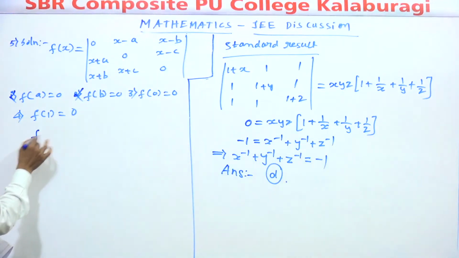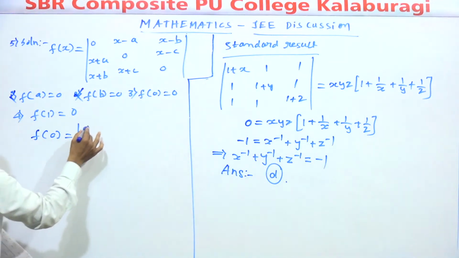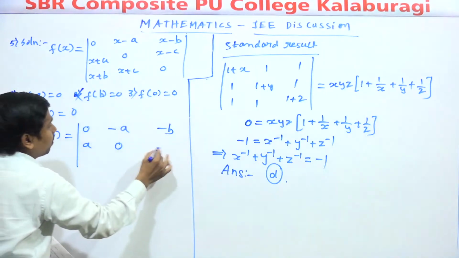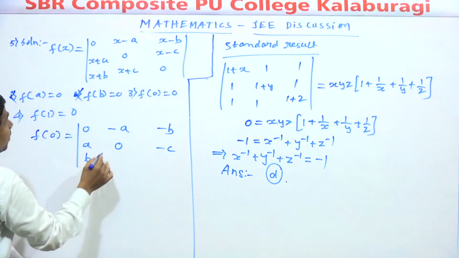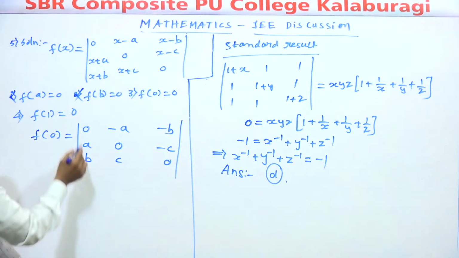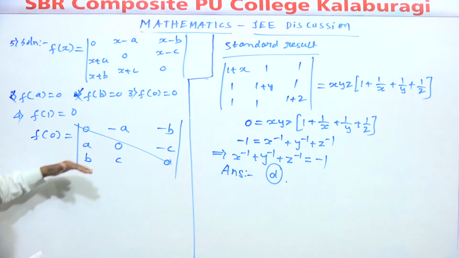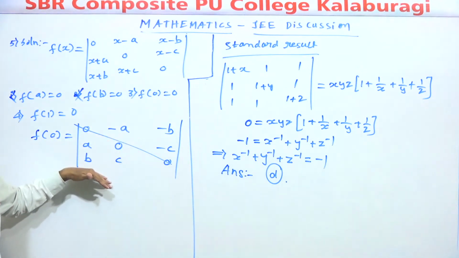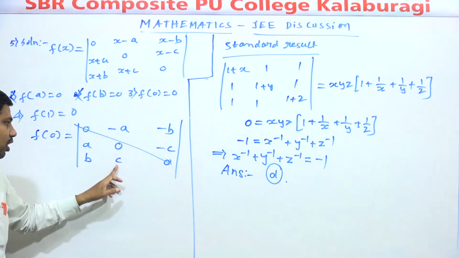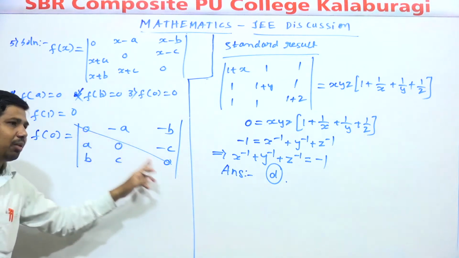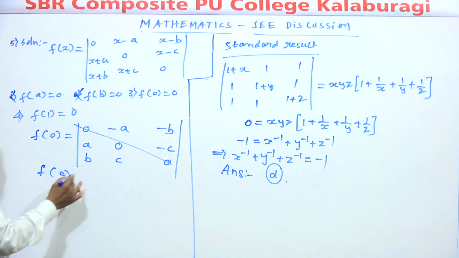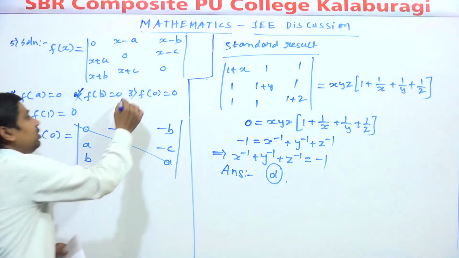So if I take x as 0, it is 0, minus a, minus b, plus a, 0, minus c, b, c and 0. Replacing x as 0, you can say it is a skew symmetric matrix. The elements above the principal diagonal and below the principal diagonal are the same but with opposite sign. Opposite of plus a is minus a, opposite of plus b is minus b, opposite of plus c is minus c, and all the diagonal elements are 0. That indicates it's a skew symmetric matrix. So determinant of skew symmetric matrix is 0, I can tell. So the third option satisfies.